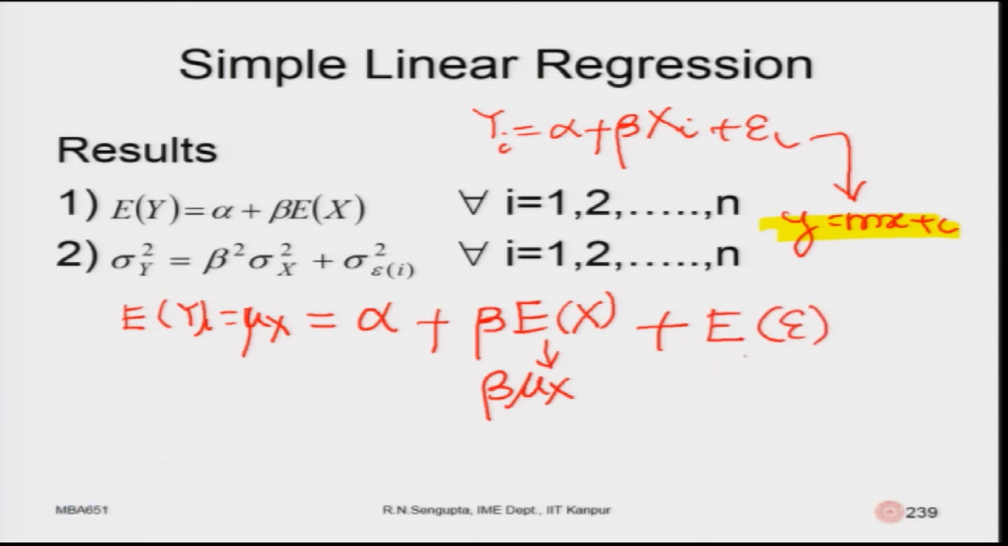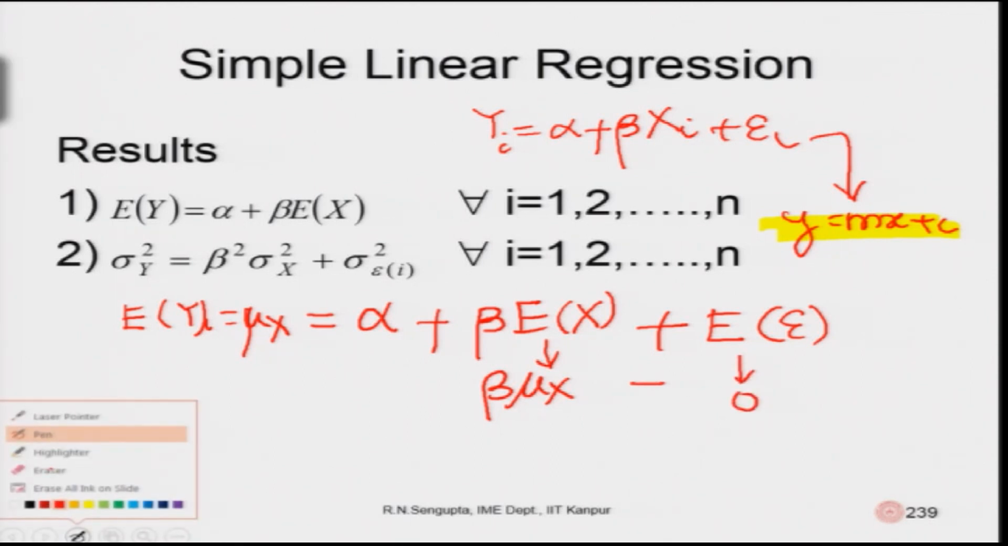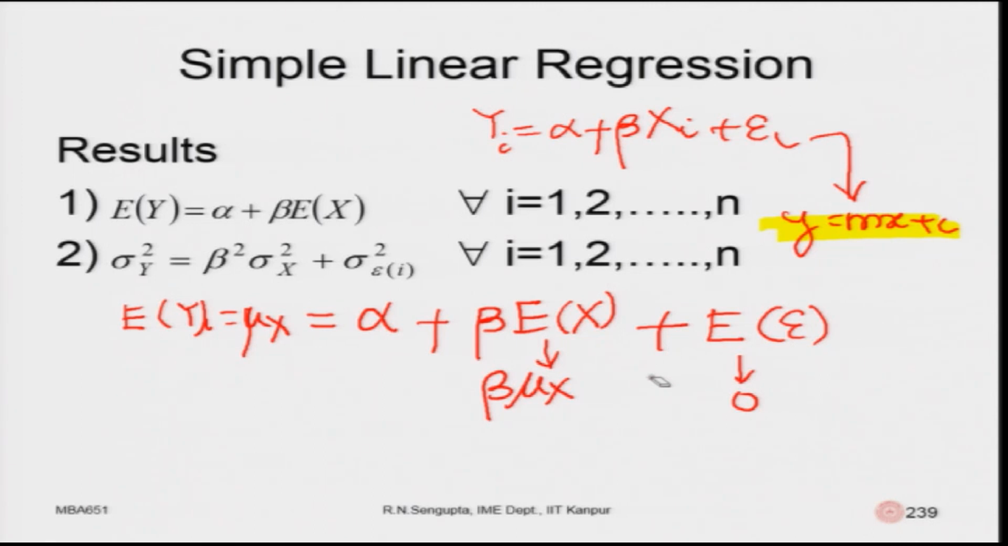This is the error, and this becomes basically equal to 0. So, if you see it, the expected value of y is equal to alpha plus beta into the expected value of x, which is mu x, plus 0, because this is 0. So, this equation is obtained from here.